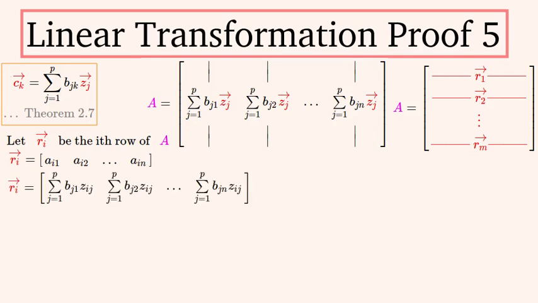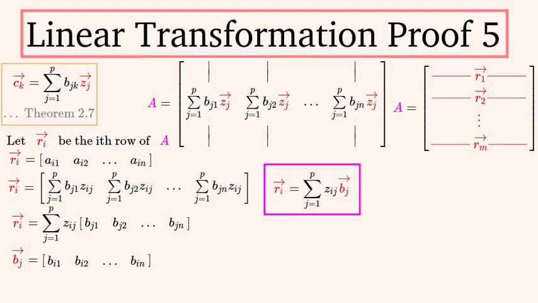We can also write out the row vectors in A as a lot of summations for each entry. They look like the entries of matrices B and Z multiplied together. Then we can factorize the summation symbol with the corresponding Z entry outside of the row vector like this. Now we'll set the row vector of B to be this, and these are the entries of row J in matrix B. So now we can rewrite this sum using the row vector Bj.